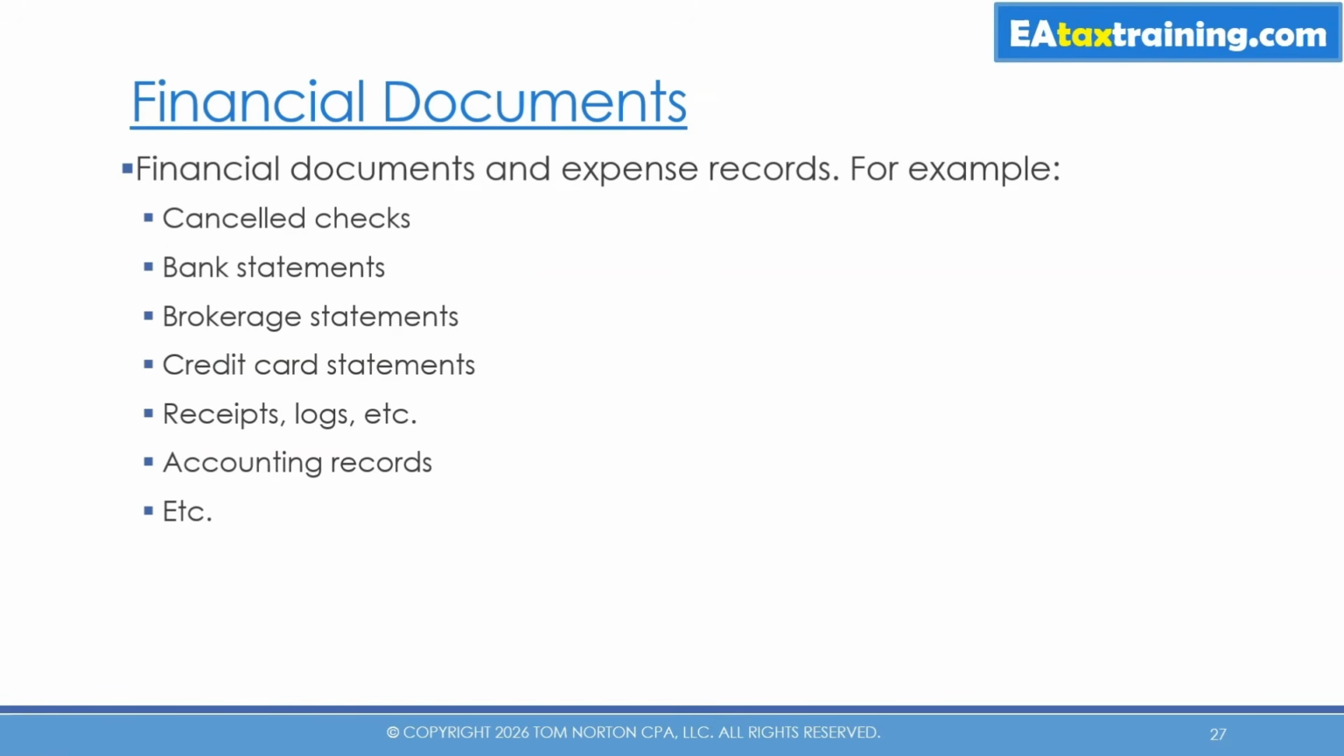Financial documents. So back in part 1, you'll remember when we talked about when you're just going to do a tax return, there's certain documents you need to get. Well, this is a similar concept. When a client comes to you for representation, there are certain financial documents and expense records that you may need. So, for example, canceled checks and bank statements, brokerage statements, receipts, accounting records that the client has, etc. So all of those things, you're going to want to get those documents.